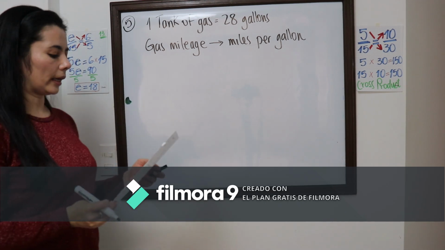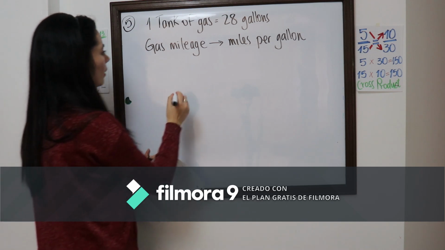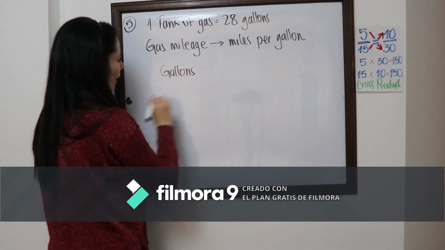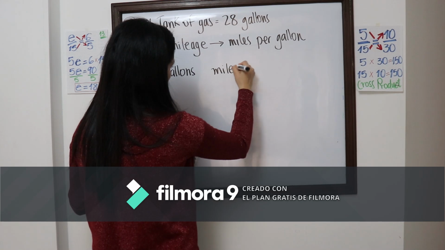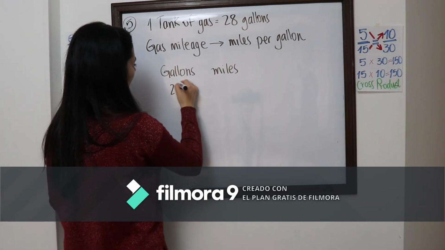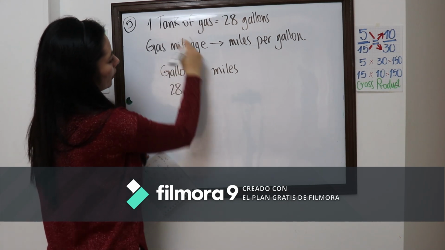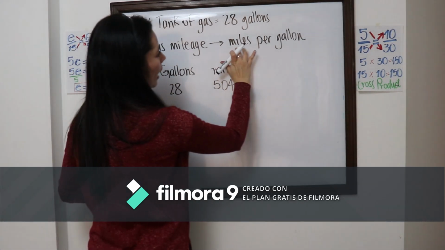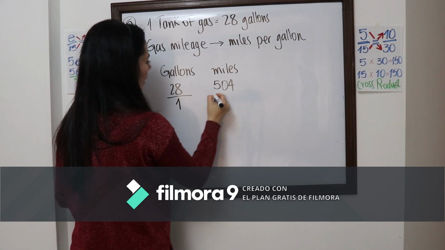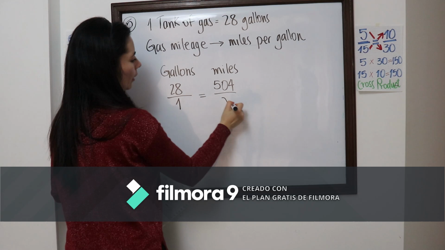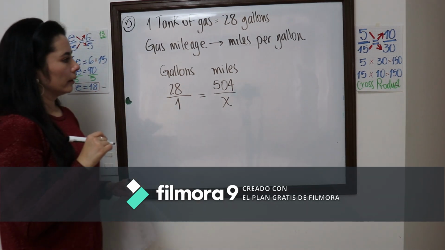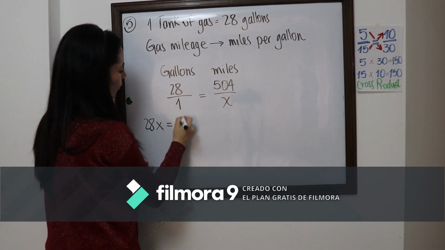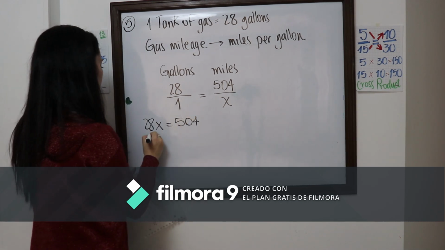So after that, then we can determine how everything is going to be written down. So I'm going to write down my chart over here, and I'm going to use gallons here, and then I'm going to use miles here. So I know that in 28 gallons, which is 1 tank, they actually travel 504 miles, okay? Now, since we need miles per gallon, I need to determine how many miles am I going to be able to travel in 1 gallon, okay? It's that simple. And then we just have 28x, and that's going to be, of course, 504, because 504 times 1 is, of course, 504.